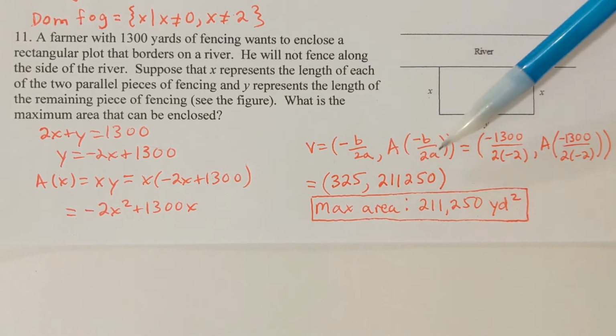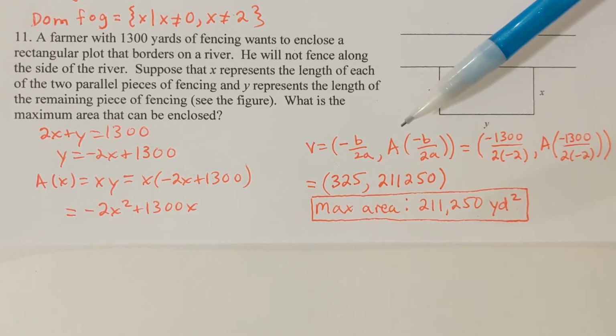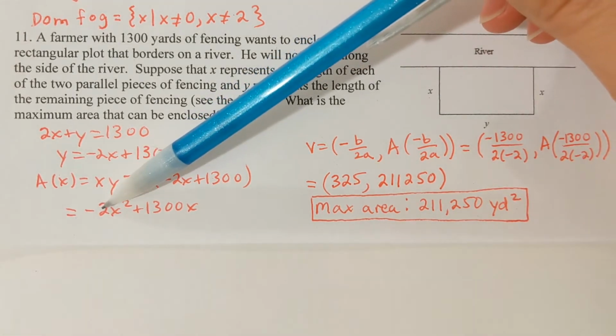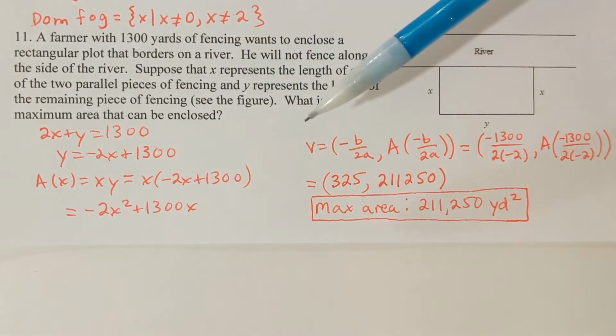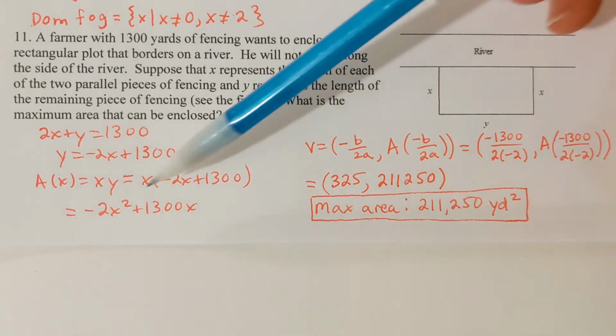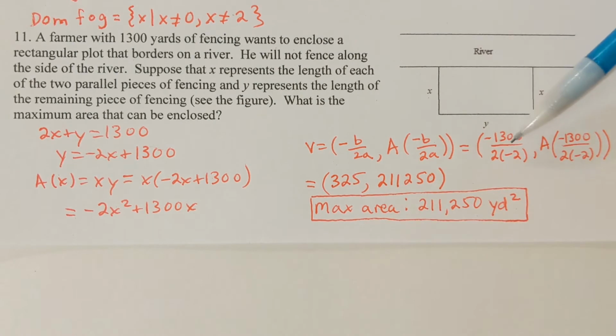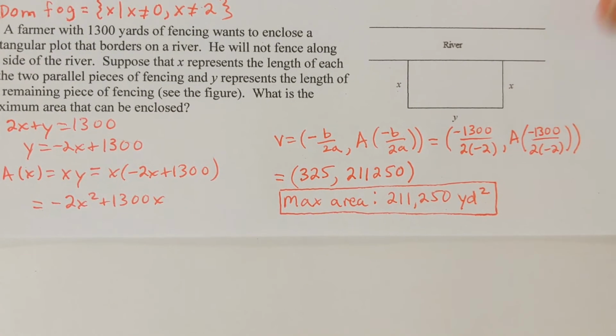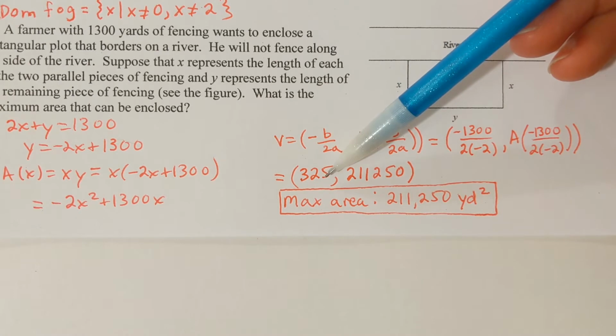Here's the formula that allows us to calculate the vertex of this parabola. For this problem, little a is -2 and little b is 1300. So I'd want the opposite of b, that's -1300 divided by 2a. 2 times -2 would be -4. Okay, and then I'm going to want a of -1300 over -4 to get the y coordinate there. -1300 over -4 would be 325.